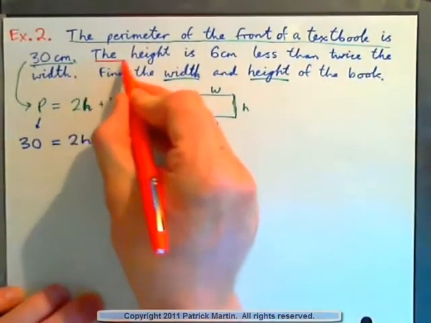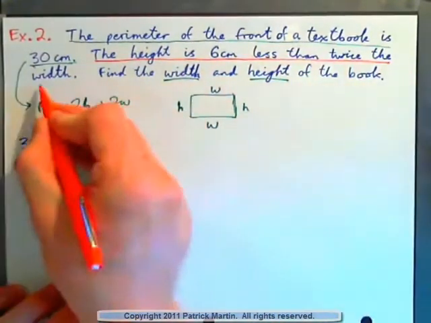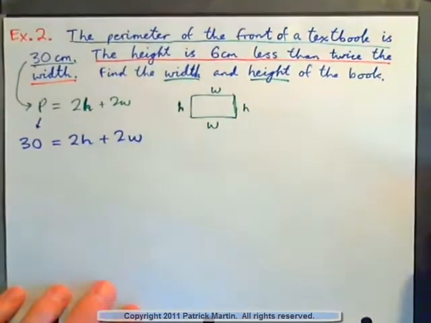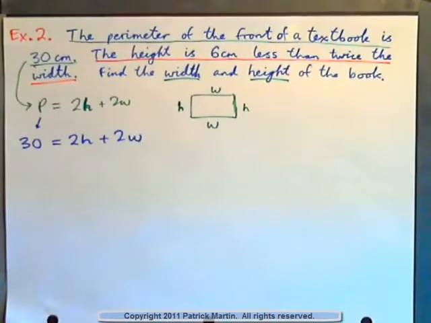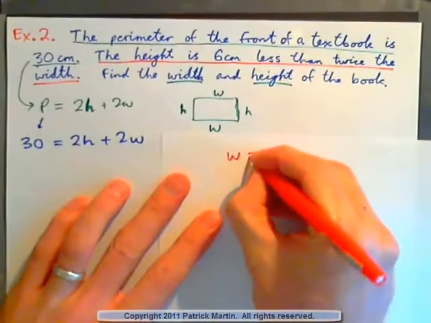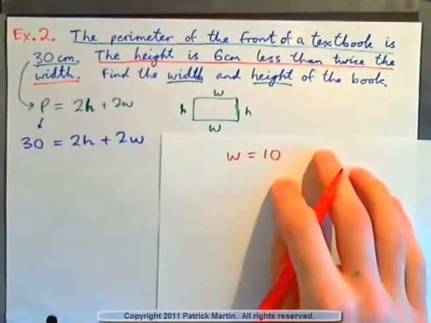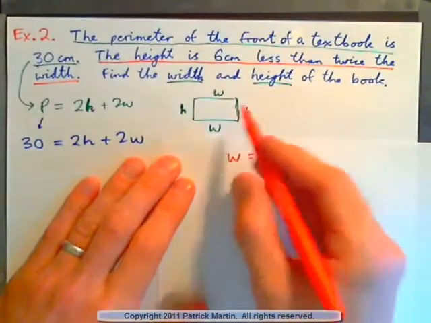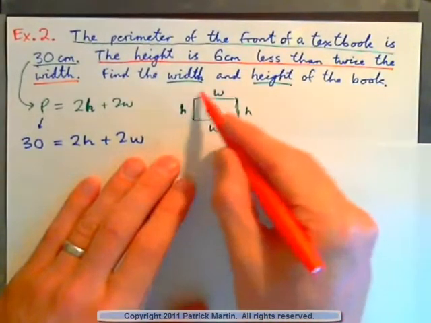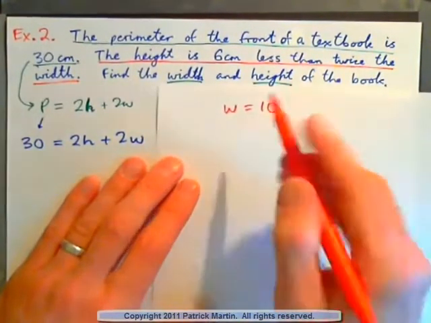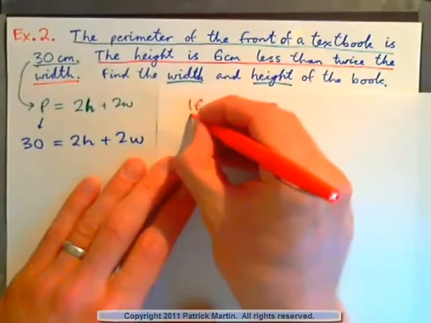The next sentence: the height is 6 centimeters less than twice the width. Interesting. Let's just play with that and explore it, because that's what we need to do. Let's say the width was 10. What would the height be equal to? In any case, if the width was 10, just for fun, what would the height be?